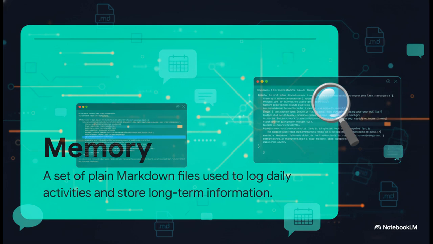And memory in OpenClaw is actually pretty straightforward. It's not some magic black box. It's really just like the AI's personal notebook. The system uses simple text files, markdown files, to log its activities and store important info for later. It's a simple idea, but it's really effective.